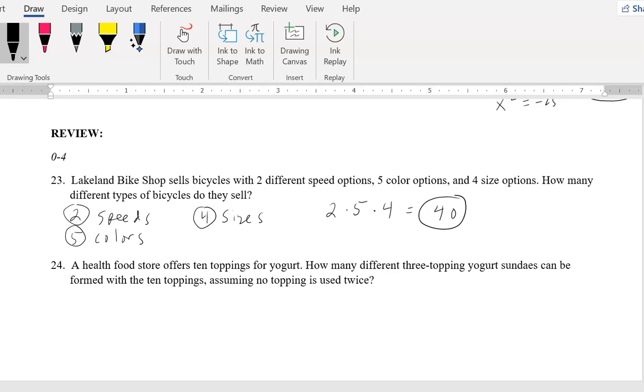Okay, number 24, we have this health food store. They offer 10 toppings for yogurt. And the question is how many different 3-topping yogurt sundaes can be formed with the 10 toppings, assuming no topping is used twice.